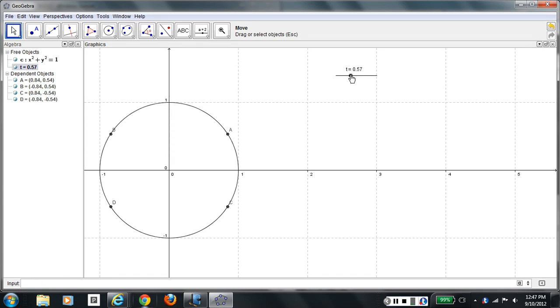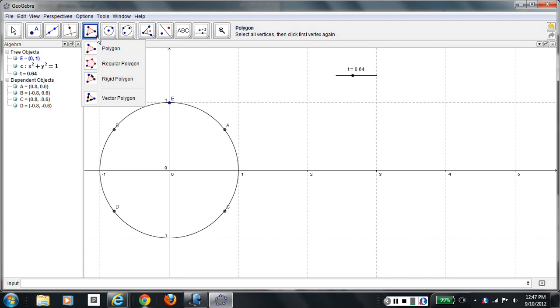And then you can get them to move all at once. Now, the rectangle, one more point, sorry. We need 0, 1. So now the rectangle, for the 4 points, and also the triangles. Let's do the rectangle. So let's go to, I want to say polygon. If I just click there, let's see what other choices are. Regular, rigid, vector. Let's just go with plain old polygon.